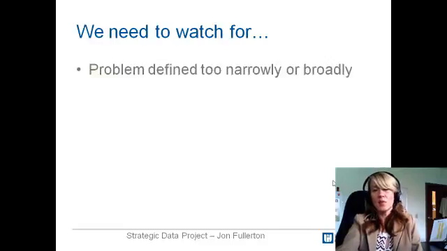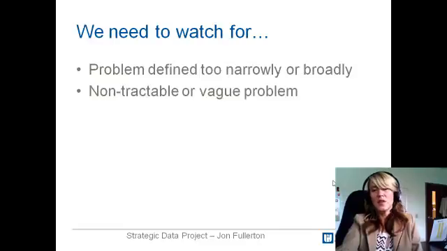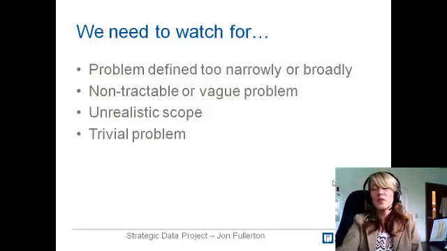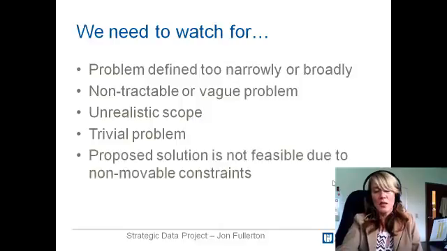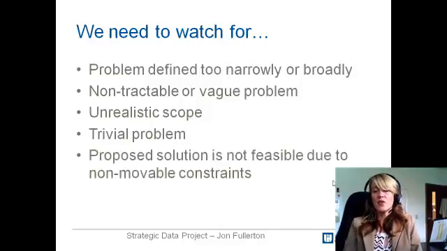When defining a problem, watch out for problems defined too narrowly or broadly, problems that are not trackable or vague, or unrealistic in scope, or on the flip side, watch out for problems that may be trivial, in which finding the solution would not be of importance. And finally, look out for proposed solutions that are not feasible due to non-movable constraints, such as board policy. In Lesson 3, you'll learn some tools for helping select an approach that is likely to be successful.